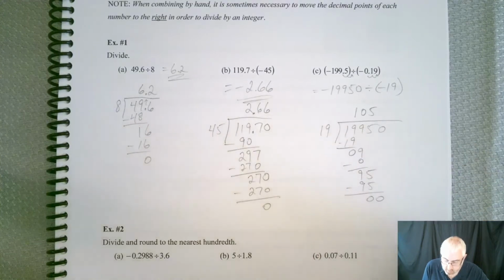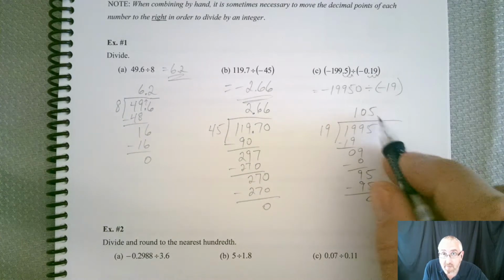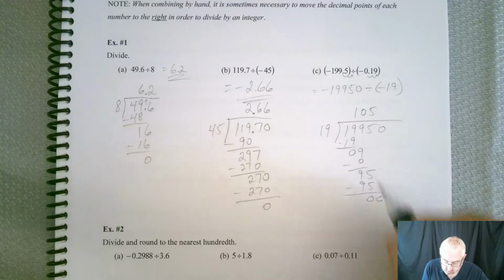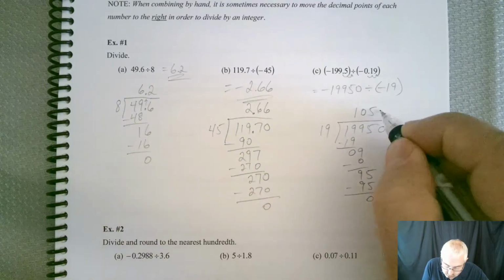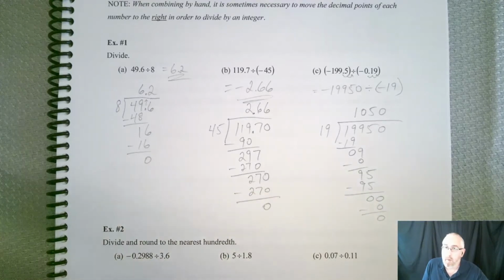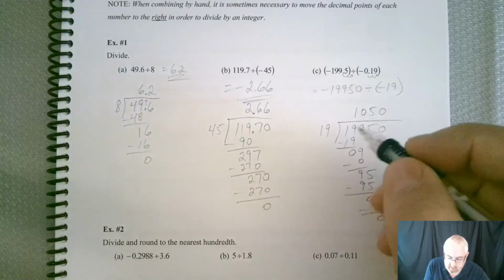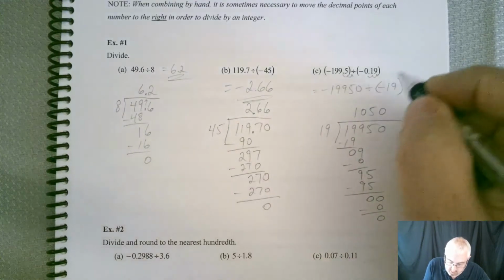And now, there's nothing left here, but we still got another spot we got to fill in. So we still got to divide. 19 goes into 0, 0 times 0, 0. So now we finished off the problem. And because both of these numbers were negative, we know the final answer should be positive. So this should be our answer.